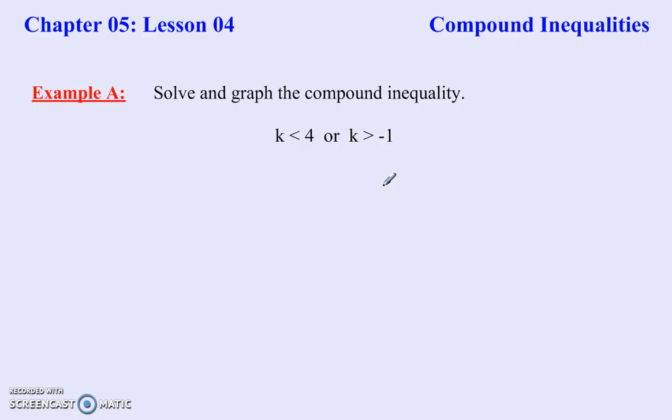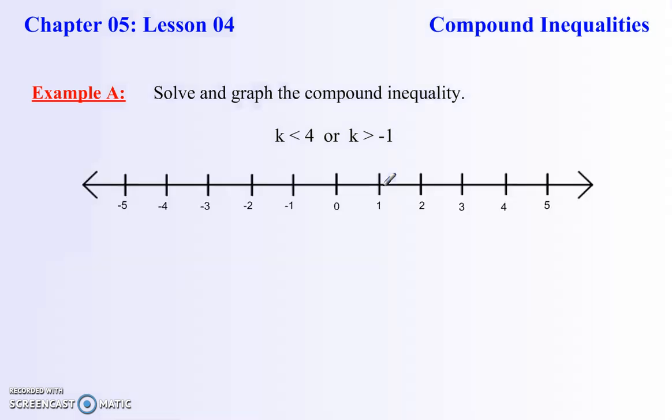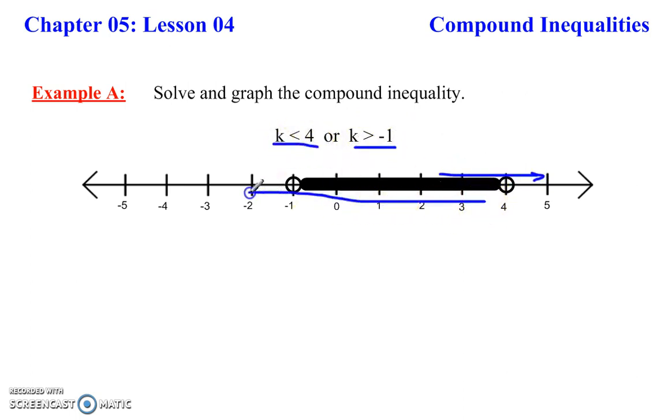Okay, now to solve or graph this compound inequality, if I was to graph this, okay, I have k is less than 4, so that would go from 4 to the left. K is greater than -1. Now if it's or, it's going to go this way, keep going that way, if it's greater than -1. And if it's less than 4, it's going to keep going this way. So it's all of those.